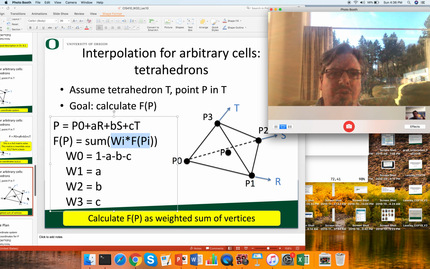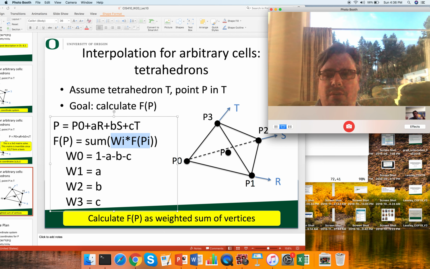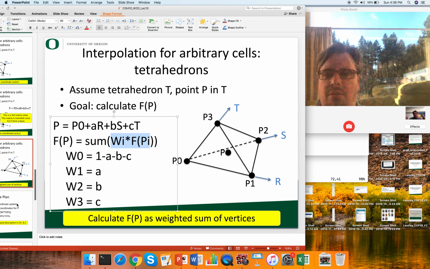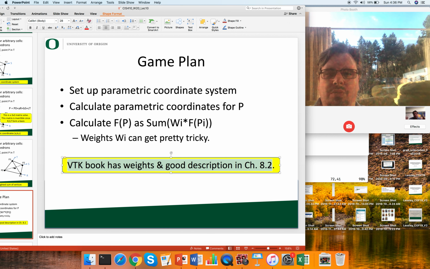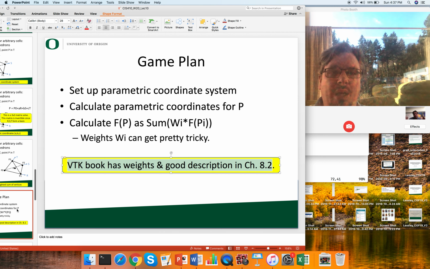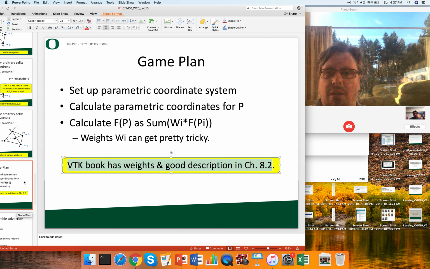So I just wanted people to see something that was different than trilinear interpolation for how you can get a field value. And I know most of you have not purchased the VTK book, but they actually have really good descriptions of the weights and how to do this whole parametric scheme.